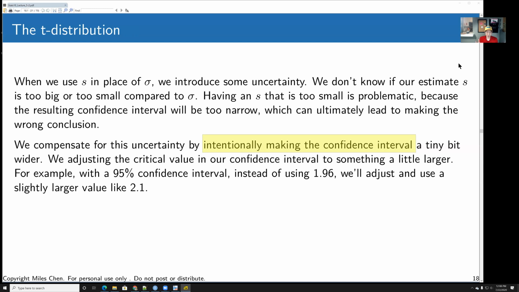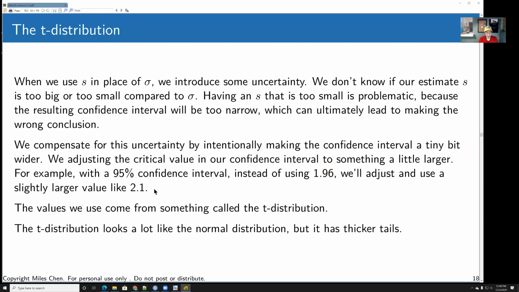So what we're going to do is adjust our critical value to something a little bit larger. For example, with a 95% confidence interval, instead of using a number like 1.96, we're going to inflate that number to something like 2.1, okay? And what number do I use?